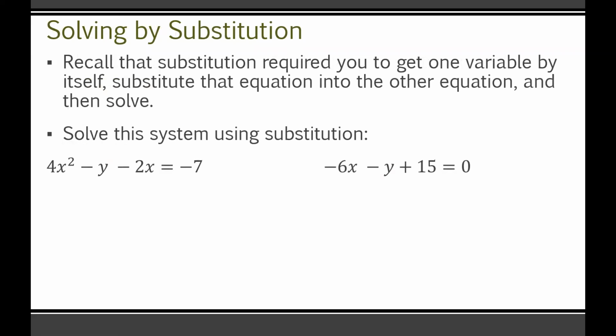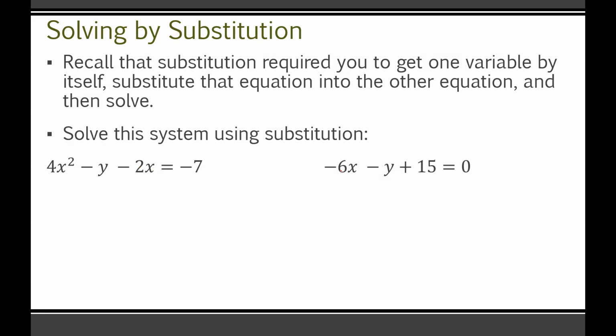So we're going to start with a solving by substitution question. I want you to recall that substitution required you to get one variable by itself and then substitute that equation into the other equation and then solve from there. The key idea here is to look at both of the equations you're given and think, which equation would it be easier to get one of our variables by itself? Or at least, perhaps more nicely put, which one would give us something a little simpler to put in?